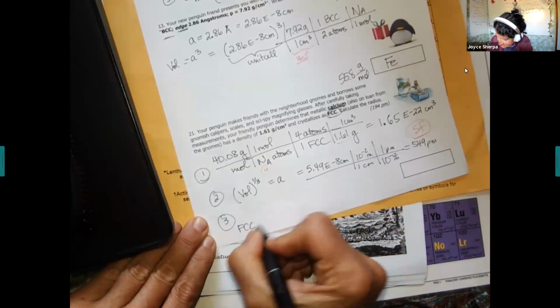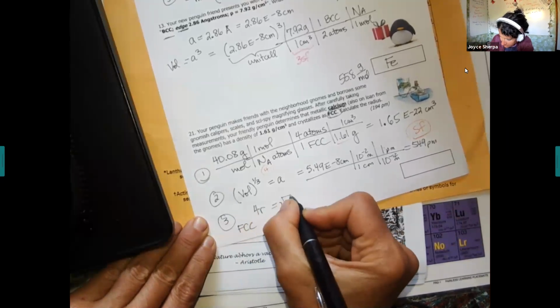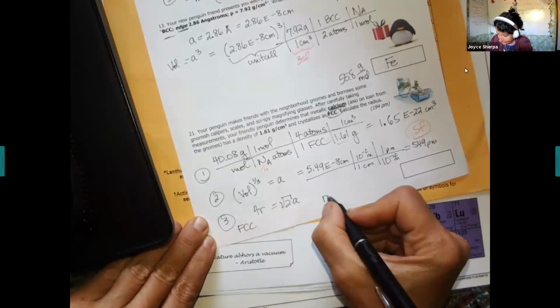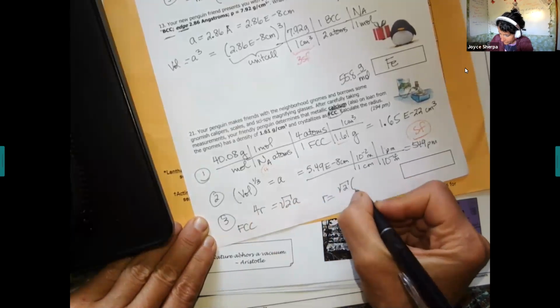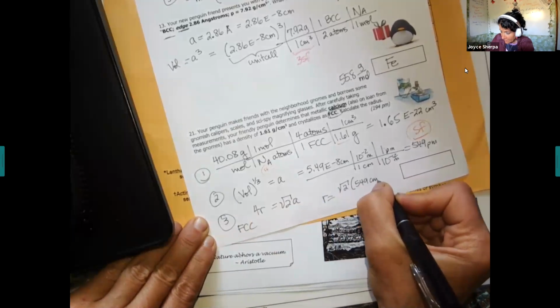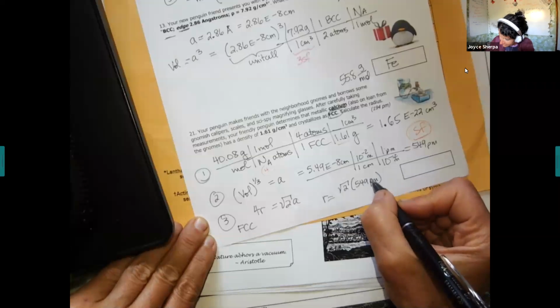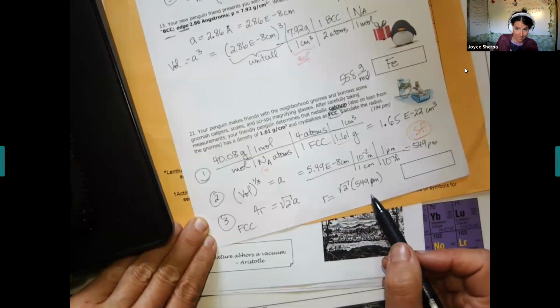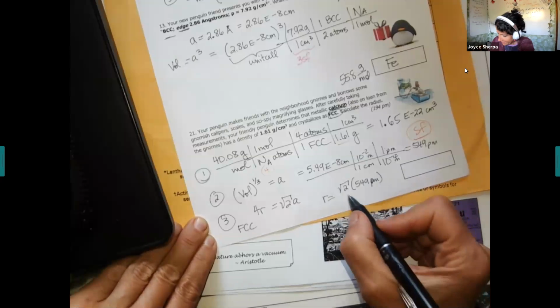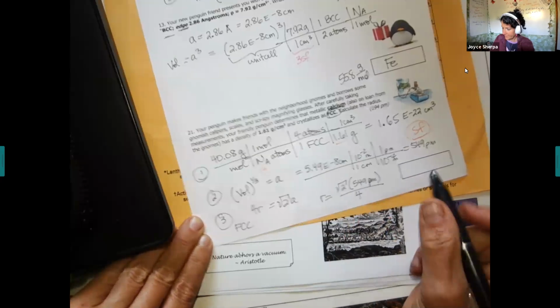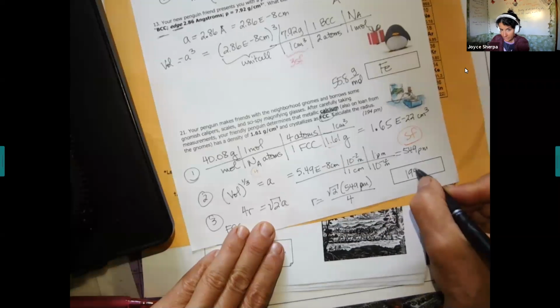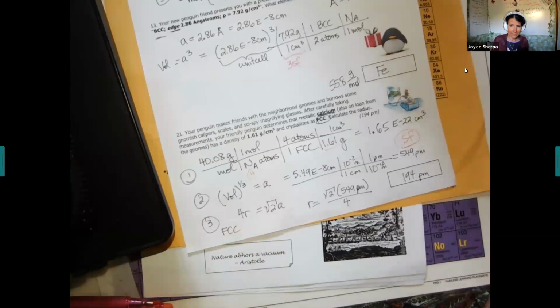And it is FCC. Since it's FCC, 4 radii equals the square root of 2 times a. So the radius would be the square root of 2 times the 549 picometers. At this point, when you're plugging into these formulas, it is easier to have it in picometers or angstroms, and then divide by the 4. And that's where I got my 194 picometers. So any questions? It was pretty efficient. All right, I'm going to stop that one.